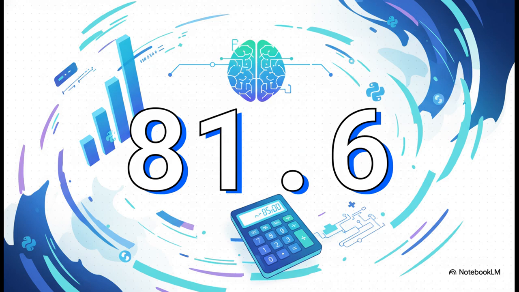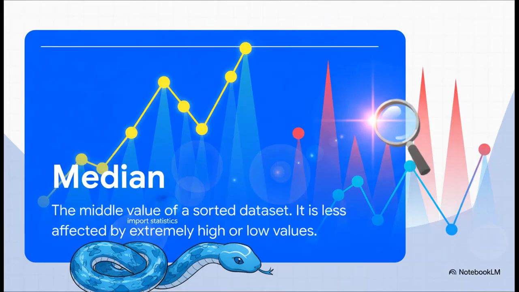In a split second, we went from a kind of confusing list of numbers to one single value that tells us something meaningful about the group's performance. That's the power of using a module. Next up, we've got the median. This is the true middle value. Now, why is this so useful?